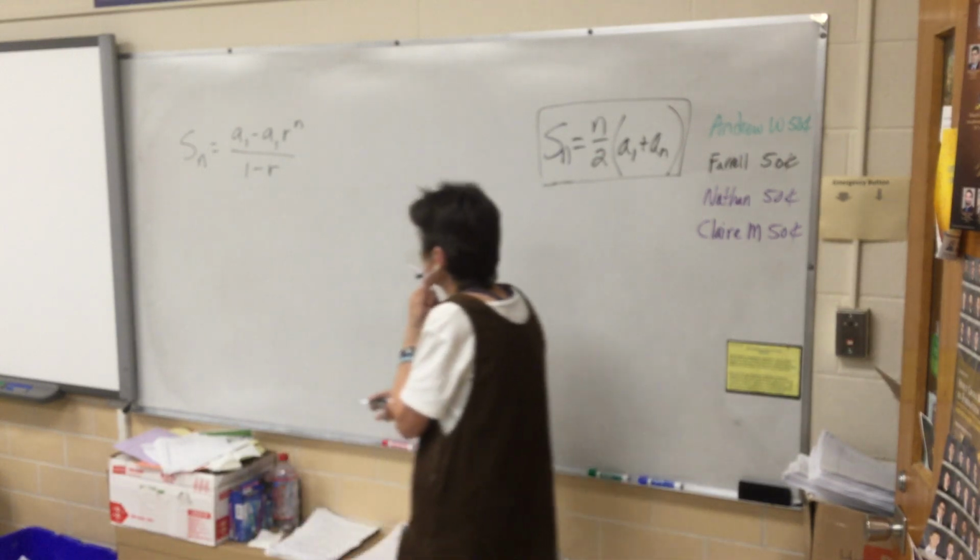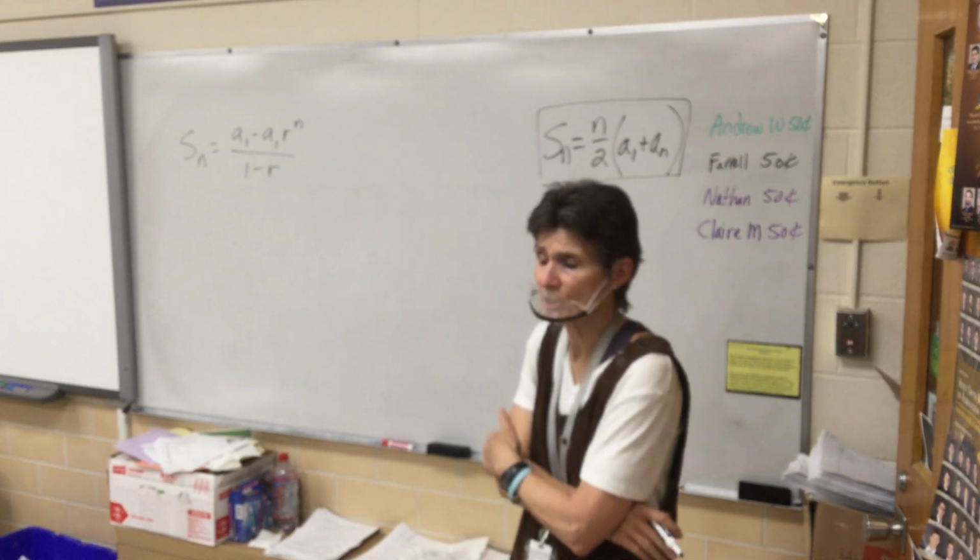Okay. So 1 minus R. On the bottom, 1 minus the ratio.